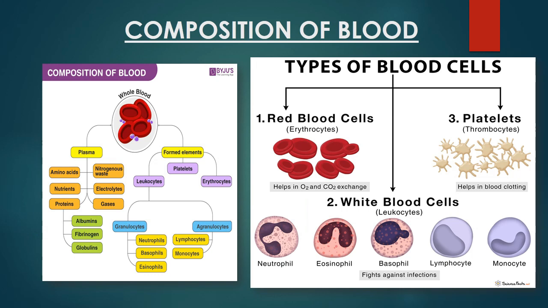So here I have shown you the composition of blood. Look at figure number 1. Here composition of blood, it is shown, that is blood is composed of plasma and formed elements.